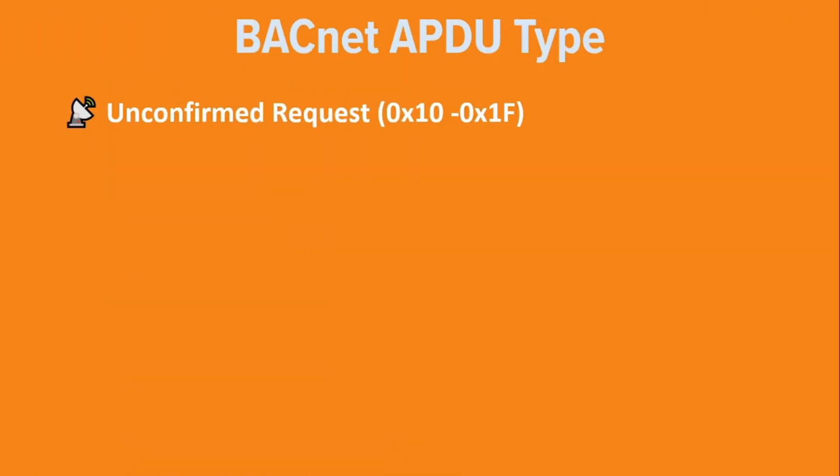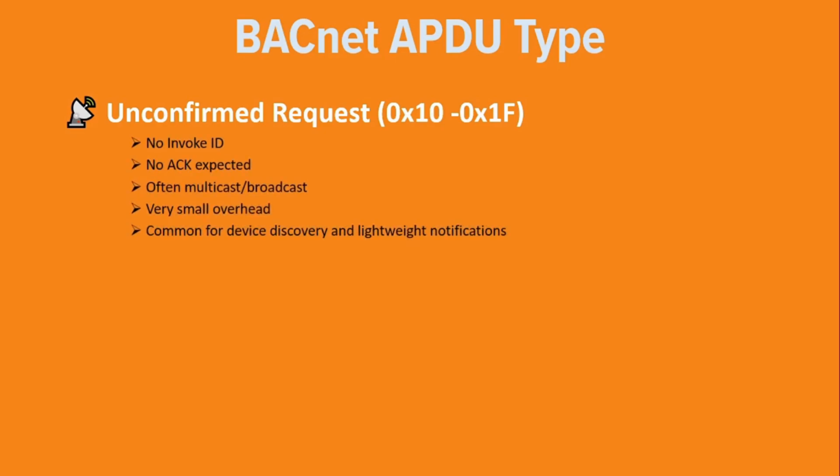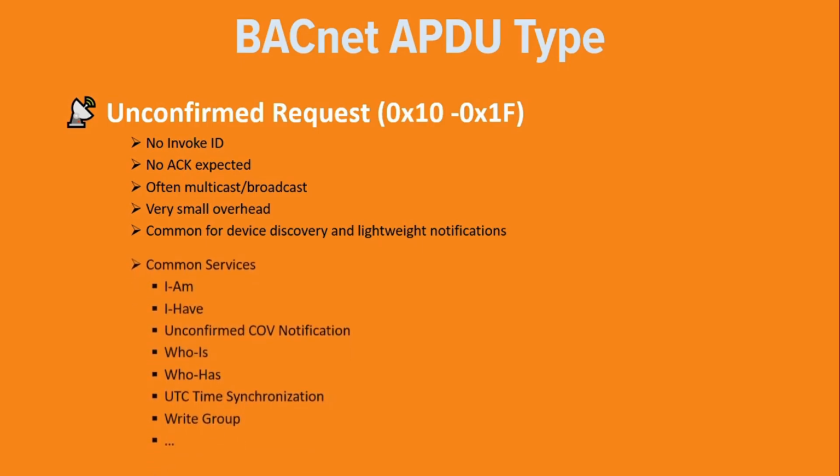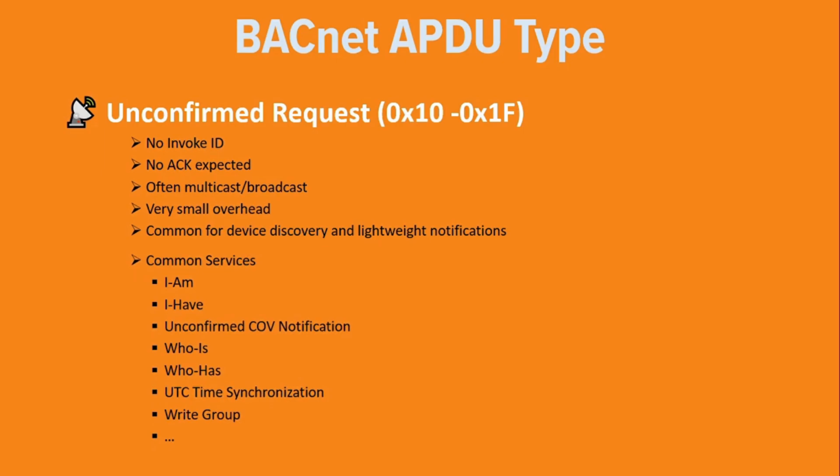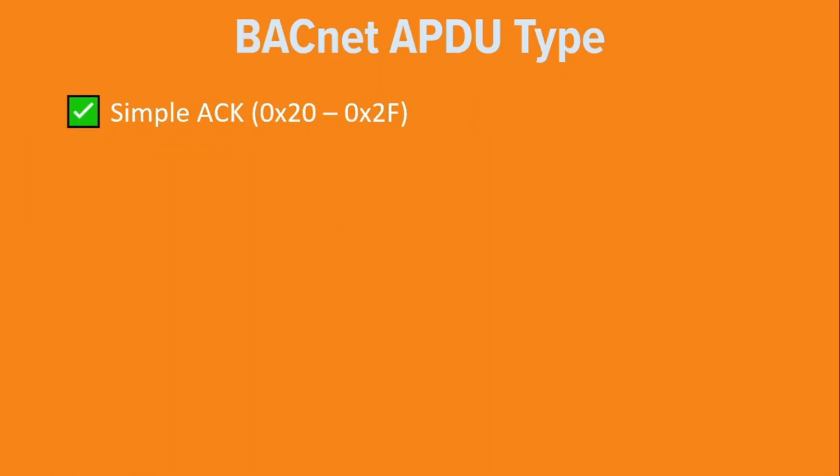Unconfirmed requests in BACnet are simple messages. There's no invoke ID and no acknowledgement is expected. They're often multicast or broadcast, keeping the overhead small and communication fast. These messages are commonly used for device discovery and lightweight notifications. Common unconfirmed services include I-Am, I-Have, unconfirmed COV notification, Who-Is, Who-Has, UTC time synchronization, and write group. These are the services you'll see most often on a BACnet network.